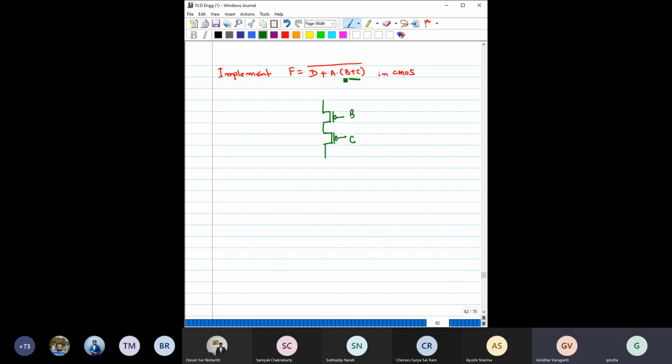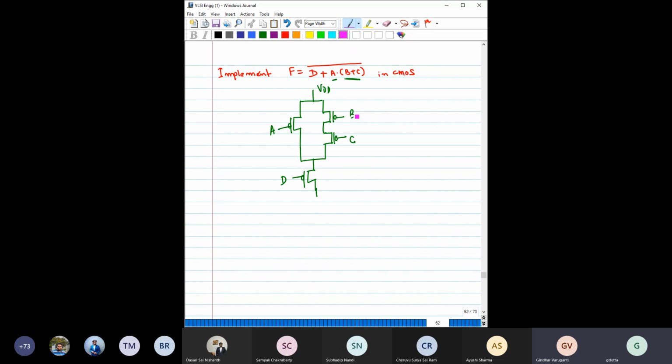BC in series. Now there is an AND operation between A and these two. AND operation means in PMOS they should come in parallel, right? So it is A. Here it is VDD, and here you have D, which is again an OR operation with the whole thing. With this whole thing you have an OR operation. OR operation means for PMOS it is series. So this basically gives you this part.